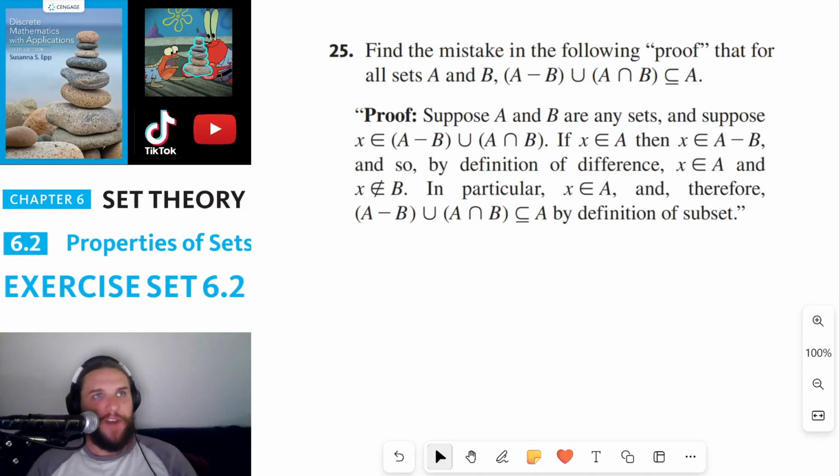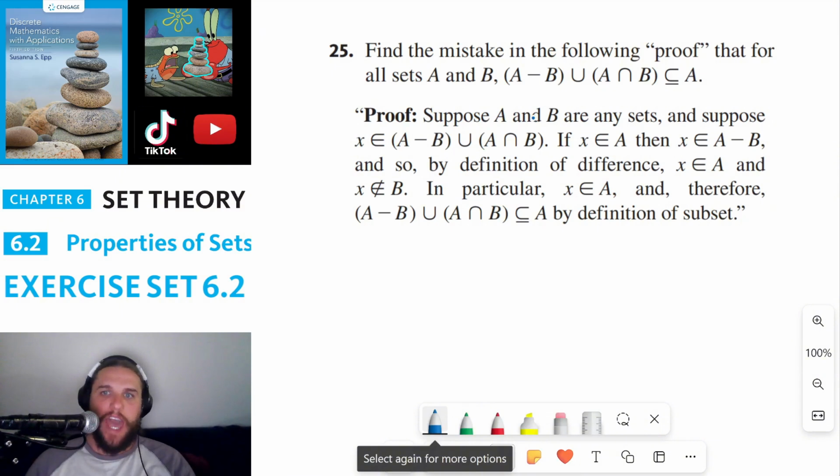Find the mistake in the following proof that for all sets A and B, (A minus B) union (A intersection B) is a subset of A. Now, I haven't seen this proof yet, so we're going to discover the mistake together. And so I'm going to analyze this how I would normally analyze a student's response.